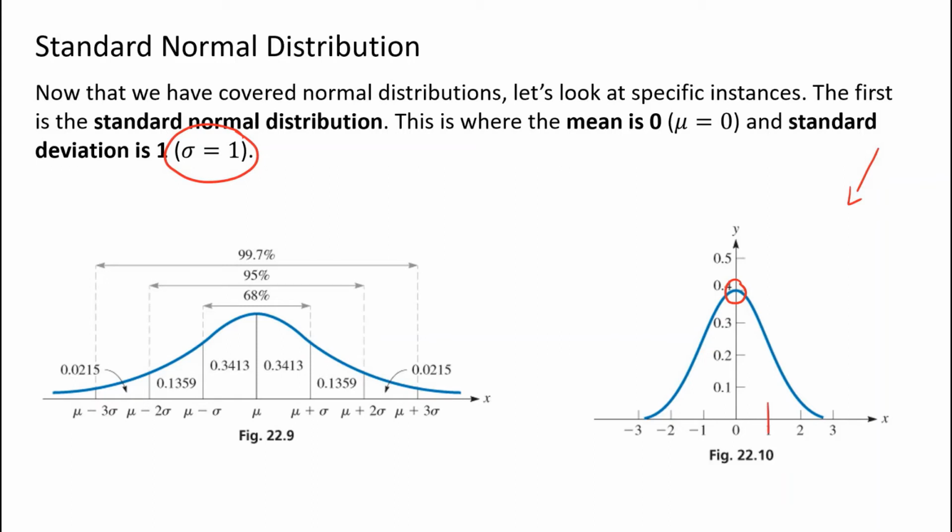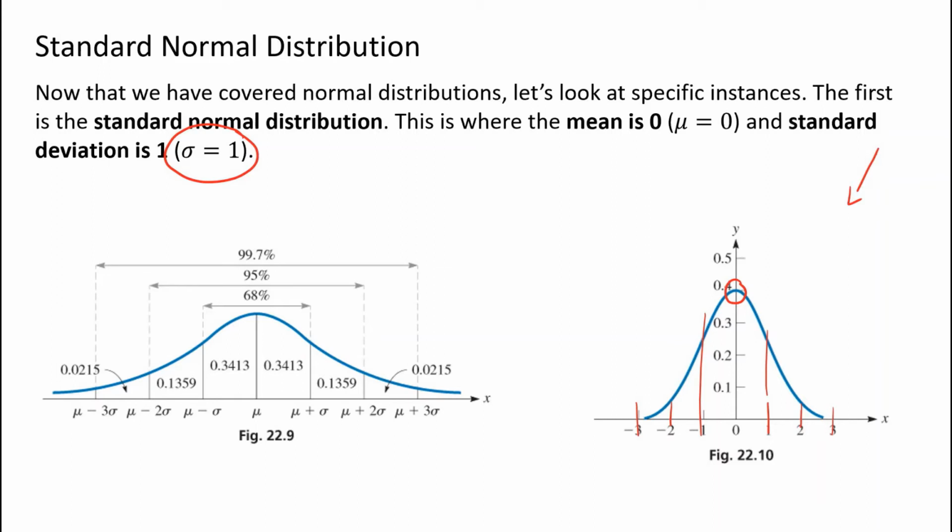So if you go 1 to the right, that's 1 standard deviation. 1 to the left, 1 standard deviation. 2 to the left or right is 2 standard deviations. 3 to the right or left is 3 standard deviations. So it allows us to form a basis to start our calculations.